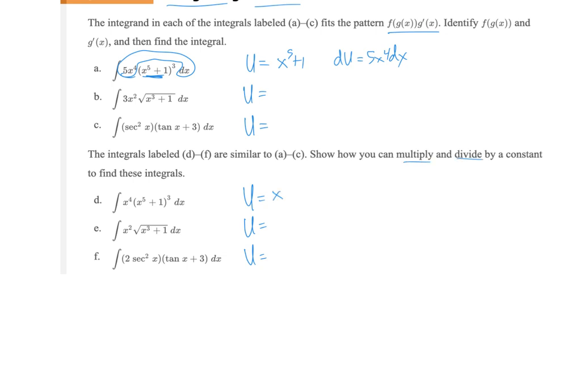So here again, I would go u is 5x plus 1. Du equals 5x to the 4th dx. So I would go x to the fourth dx, which is what I have in there, is du over 5. Okay, and doing it this way helps us on some problems that are even a little bit more complicated. It's a good warm-up to that process.